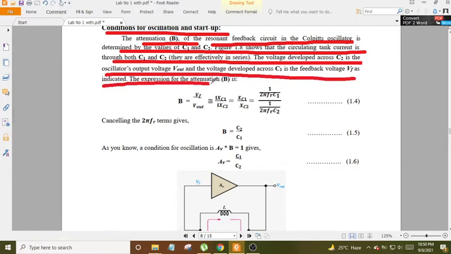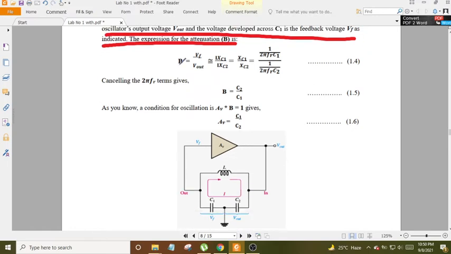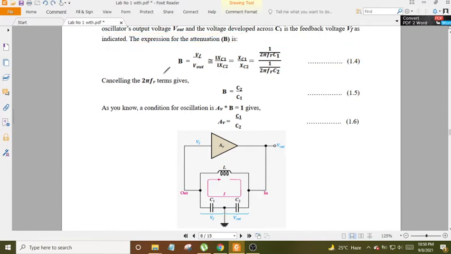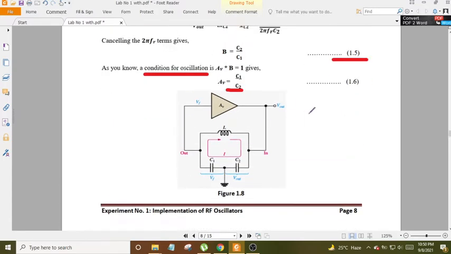The expression for the attenuation B is (1.4) B equals V_f over V_out equals I X_C1 over I X_C2 equals (1/ωC1) over (1/ωC2). Cancelling the ω and I terms gives (1.5) B equals C2 over C1. As you know, a condition for oscillation is A_v times B equals 1, which gives A_v equals C1 over C2 (1.6).